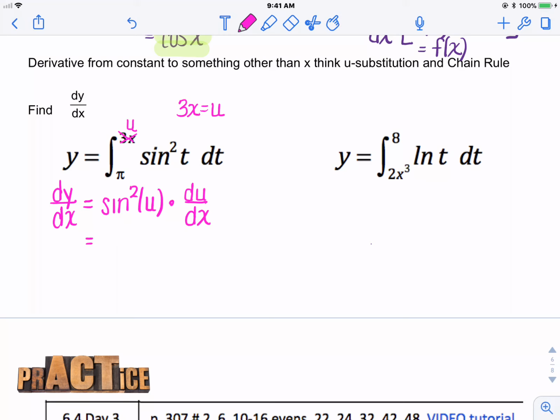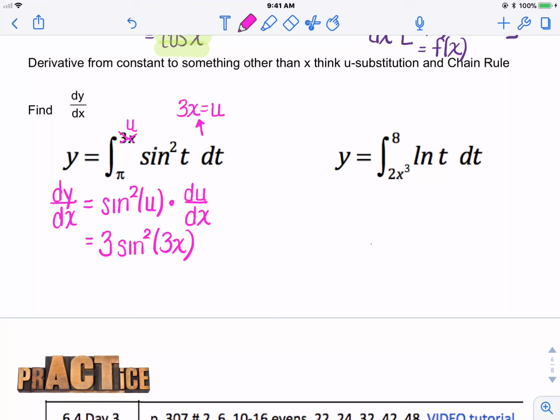So when I go to replace this, I need to see what my du dx is. So I'm coming back up here and seeing that my derivative for that part of the function would be 3. So my derivative for that entire integral, replacing my u's, would be 3 sine squared 3x.